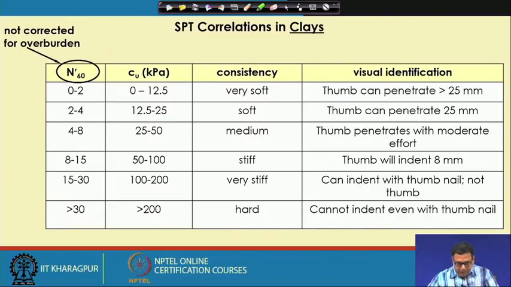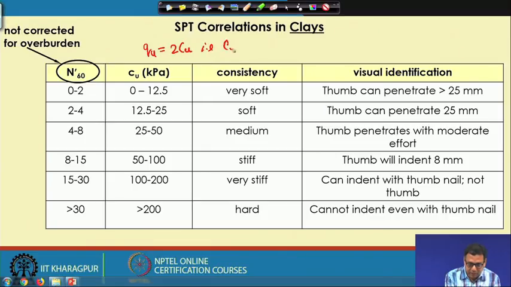As I mentioned, based on the calculated n value or the corrected n value, we have some correlations. Based on that we can determine what type of soil it is. For example, there is a table given: for clay, if the n value is 0 to 2, then the Cu value is 12.5. Cu value of 12.5 means your undrained shear strength is 2 Cu, that is Cu is Qu by 2. These things I have already mentioned.